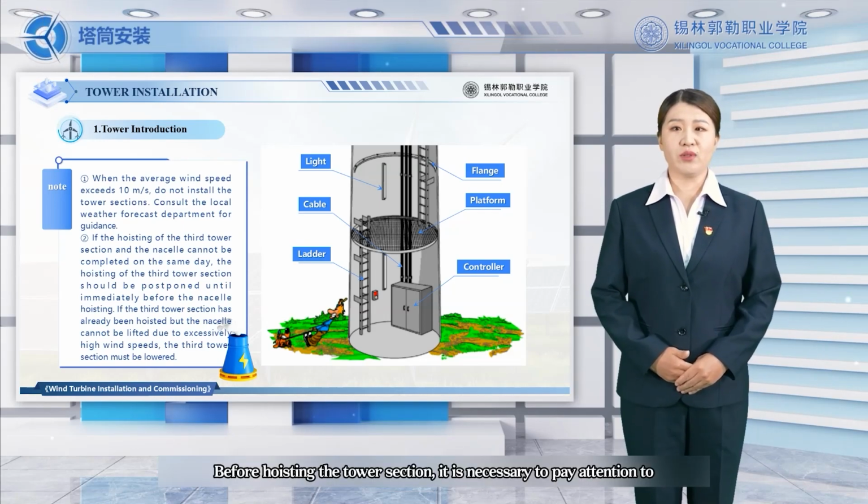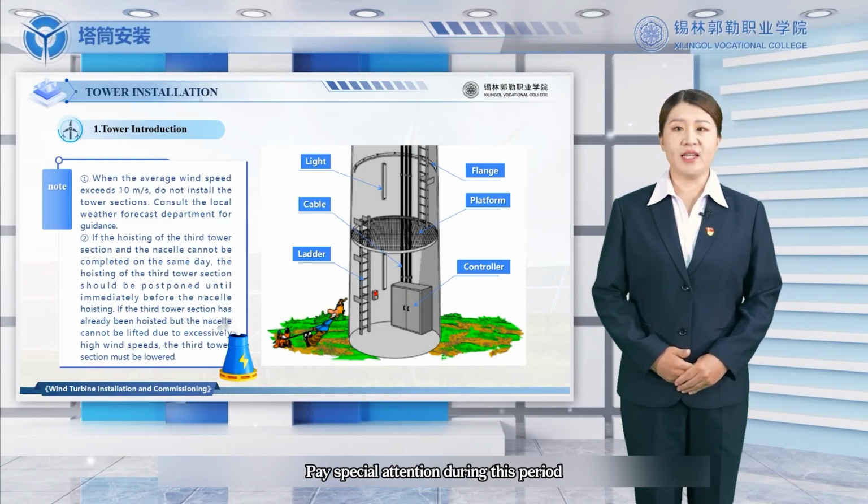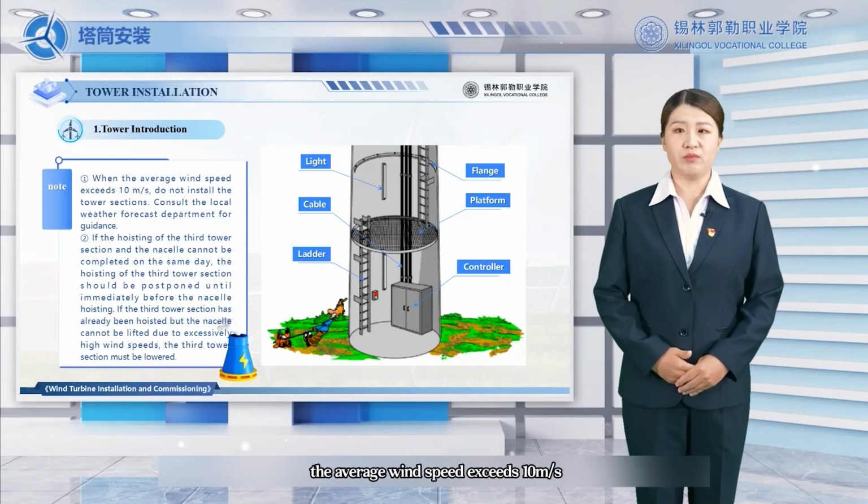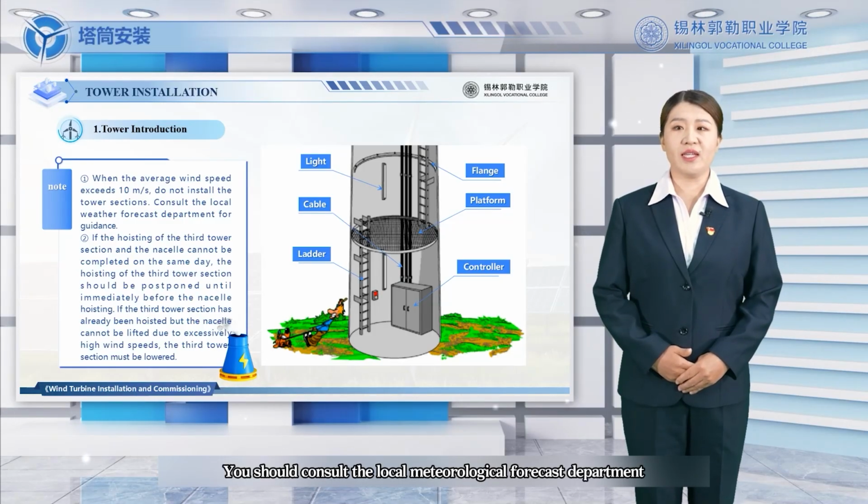Before hoisting the tower section, it is necessary to pay attention to whether the conditions of the airbox meet the hoisting requirements. Pay special attention during this period. 1. Do not install the tower when the average wind speed exceeds 10 meters per second. You should consult the local meteorological forecast department.